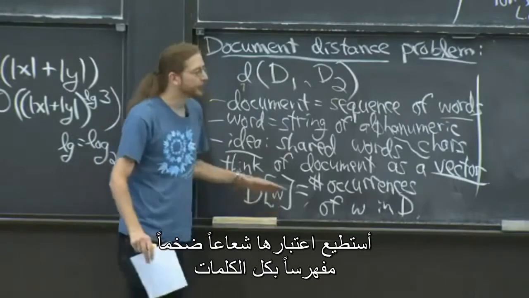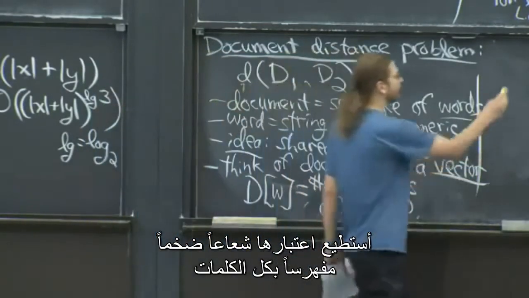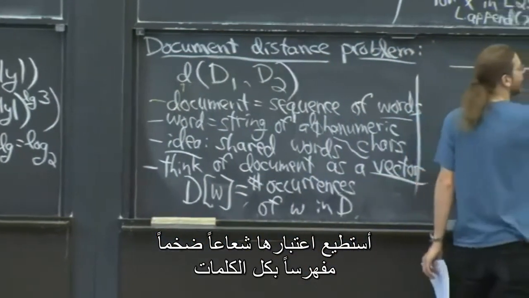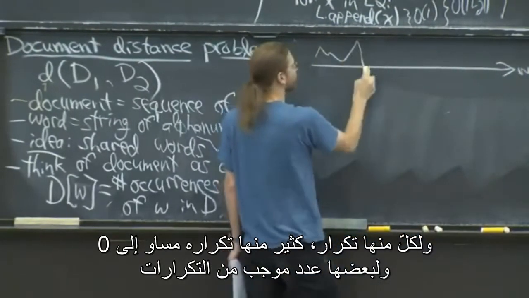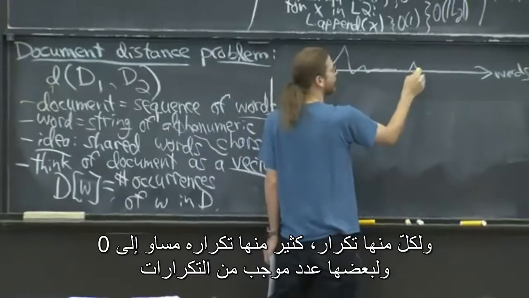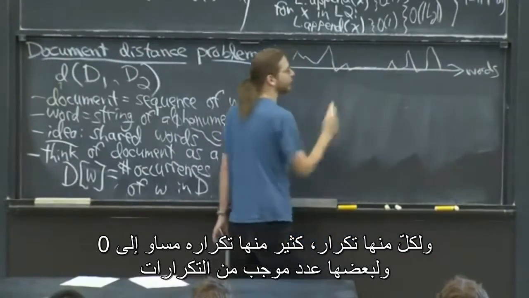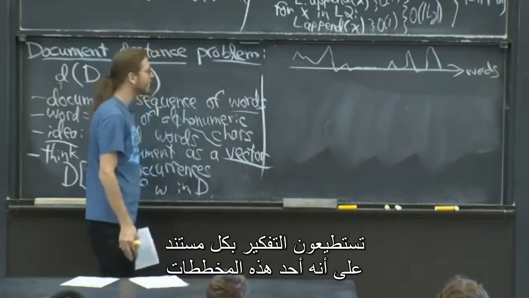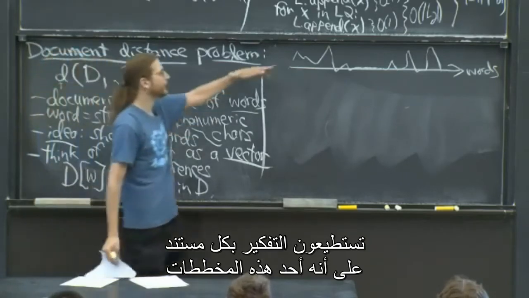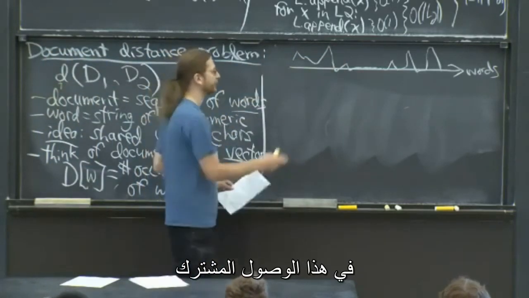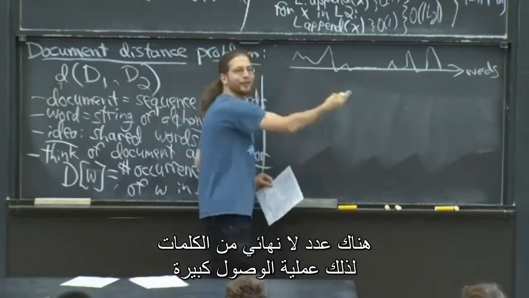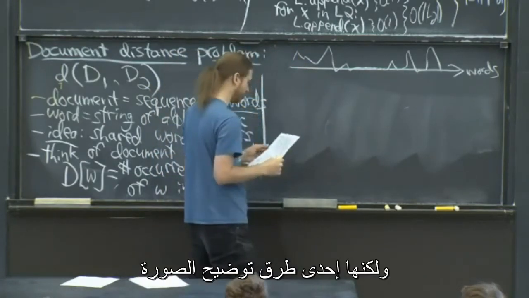And I think of this as a giant vector. The vector is indexed by all words, and for each of them there's some frequency. A lot of them are 0, and then some of them have some positive number of occurrences. You can think of every document as being one of these plots on this common axis. There are infinitely many words down here, so it's kind of a big axis, but it's one way to draw the picture.